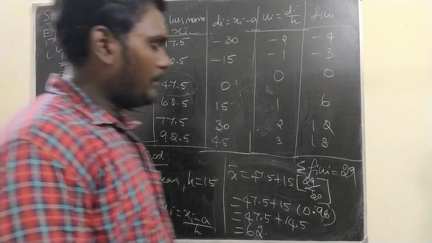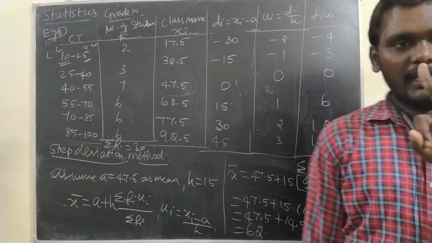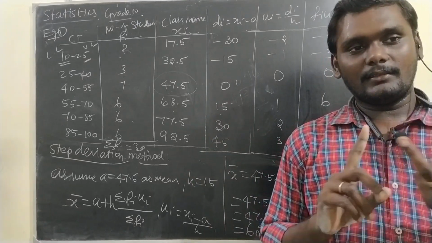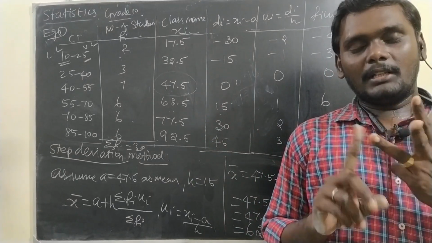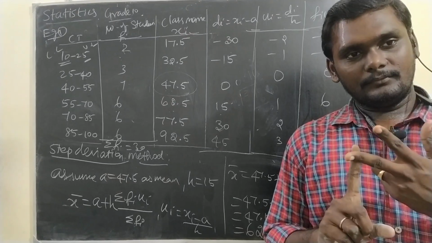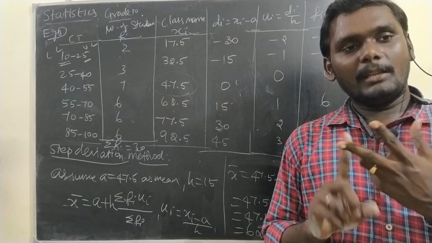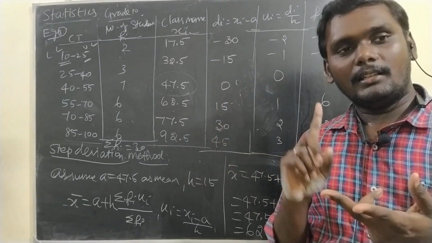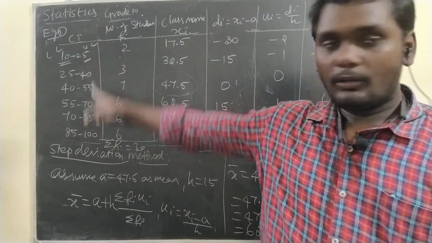Like an overview, if you want me to say, there are three types of data. Raw data: sum of all observations divided by number of observations. Ungrouped is also the same, but summation fi xi by summation fi. Grouped is also the same. For grouped, if you are feeling big numbers, we have two more methods, called the assumed mean method and the step deviation method. That is only for grouped.